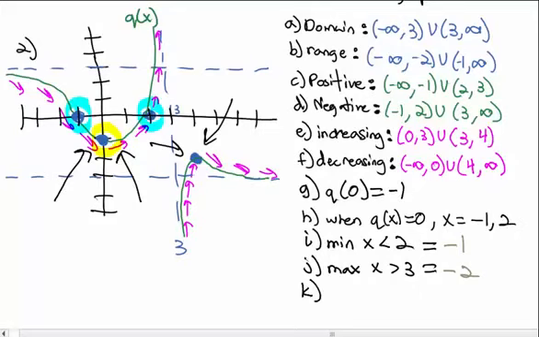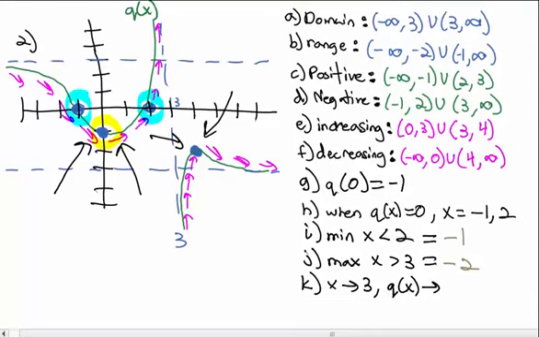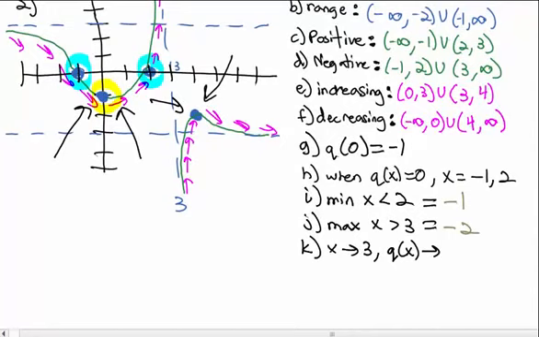Okay, let's look at this. As x gets close to 3, what does Q of x approach or get close to? Notice on the one hand, on the left, it's going off to positive infinity. It's going up. On the right side of 3, it's down here at negative infinity.